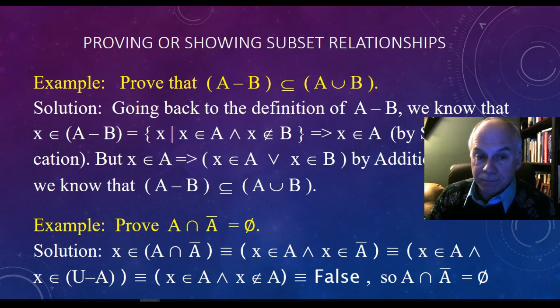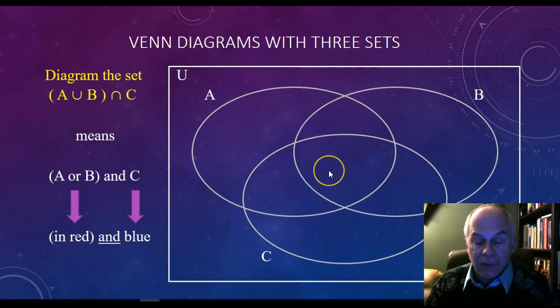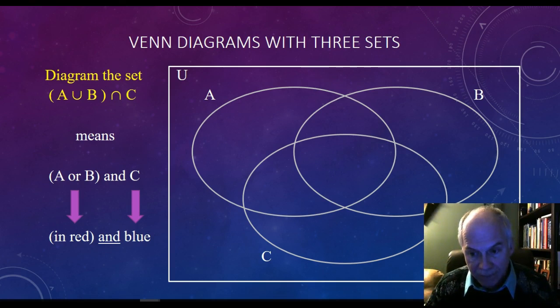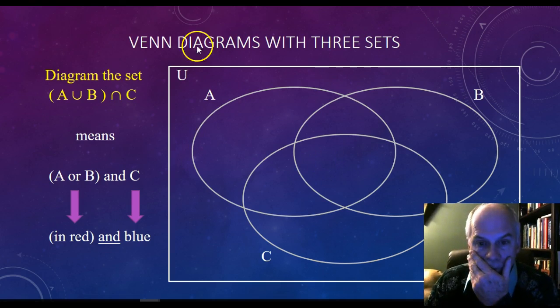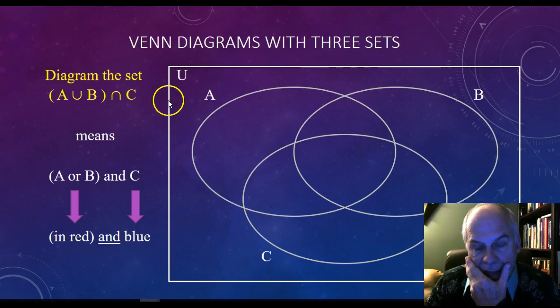All right. So there's a couple questions on the homework where they want you to draw a Venn diagram. Okay. And it has multiple sets. It has 3 sets, not just 2. So how would we diagram a set such as this? A union with B intersected with set C. All right. How do we do that?